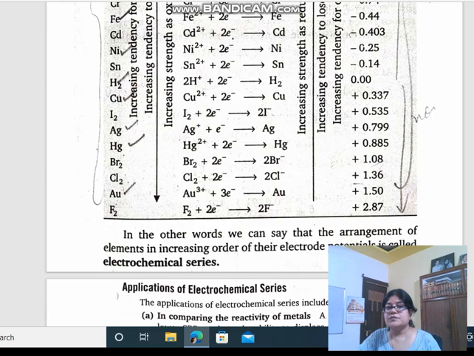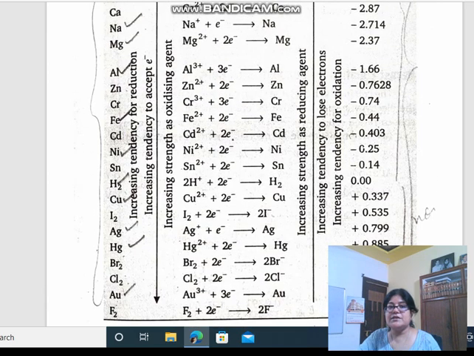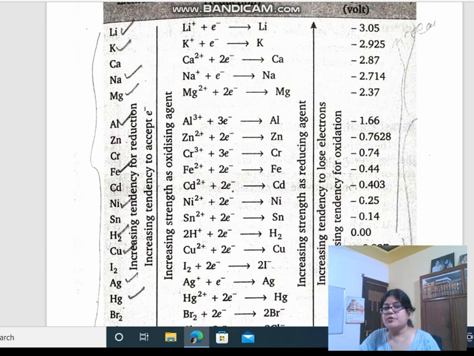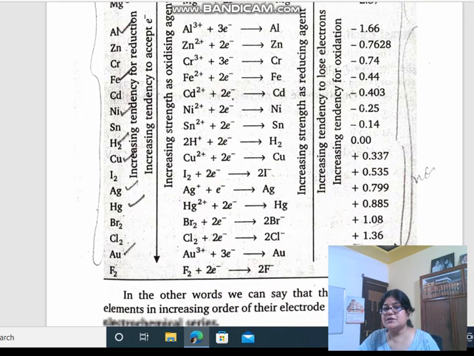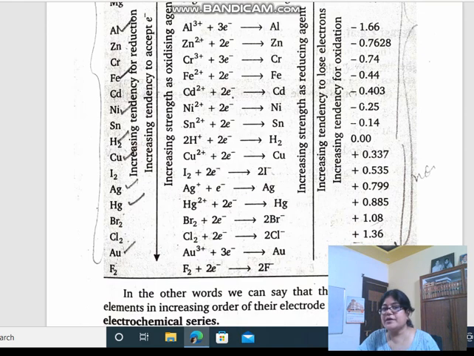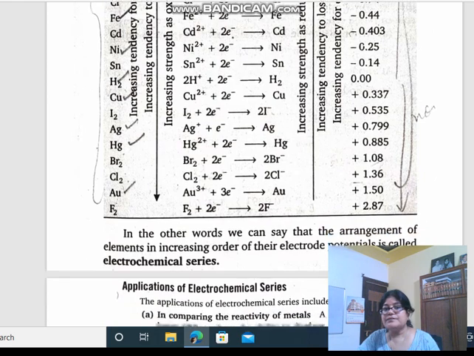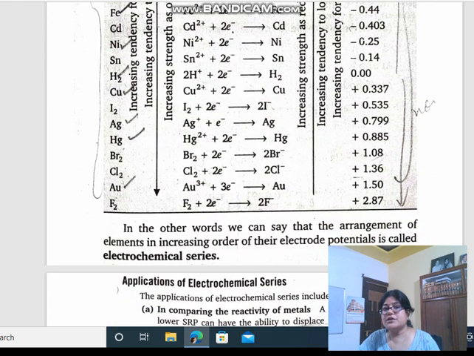So you have to remember this series if possible. Lithium, potassium, calcium. You can see over here lithium, potassium, first group, then calcium, then sodium again first group, then magnesium second group. So according to the group in the periodic table we can arrange them. And the third group, aluminum. Clear? So there are a little bit of ups and downs, but you can learn it.